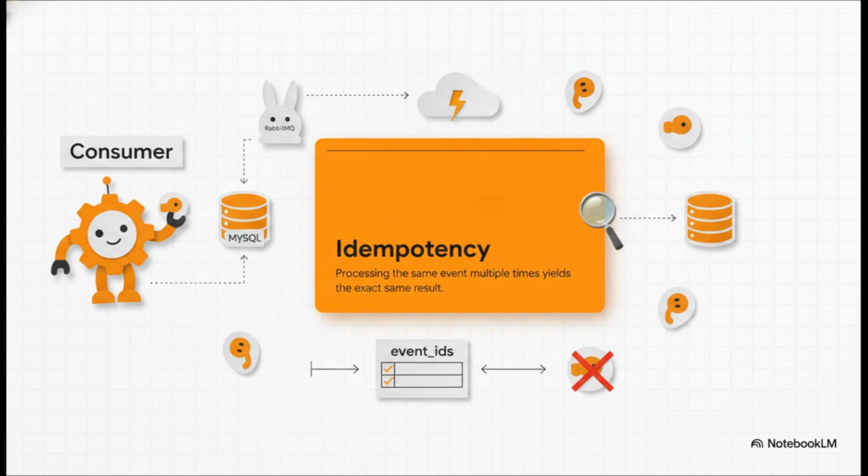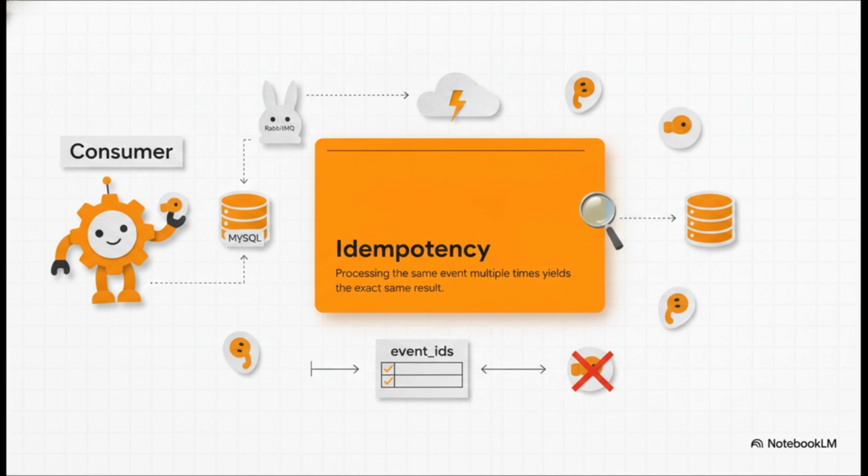What if our consumer pulls the earbud event, saves it to MySQL, but then the network glitches out before it can tell RabbitMQ, hey, I'm done? RabbitMQ is gonna assume the message failed and just send it again. If we aren't careful, we end up with duplicate earbud entries or totally corrupted search data.